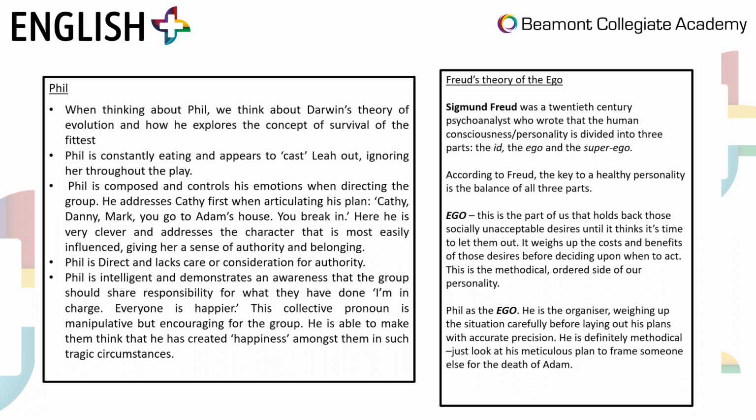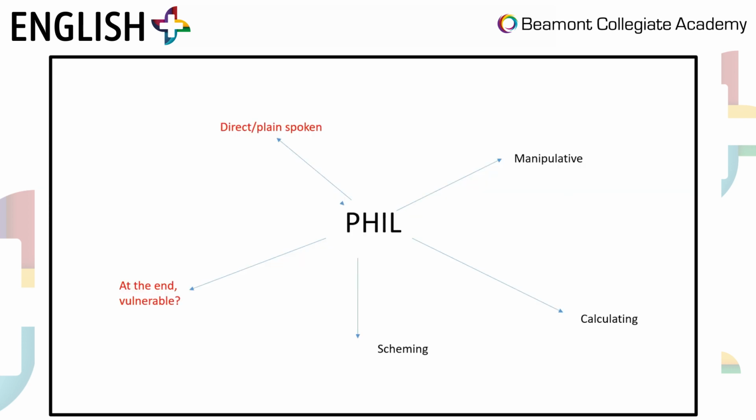Now, Phil is very much that person. He'll be sipping his can of Coke, weighing everything up before he comes out with his plan. It's the methodical, ordered side of our personality. And so Phil, as the ego, is the organiser. He weighs things up and he's methodical. Okay, so yes, it's nice to add in, but you've got to take care when you add that in.